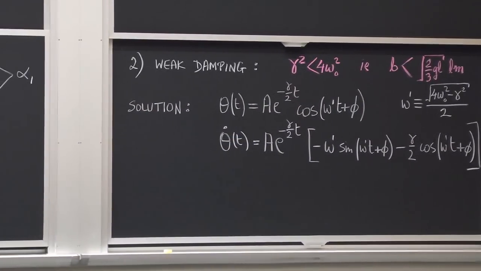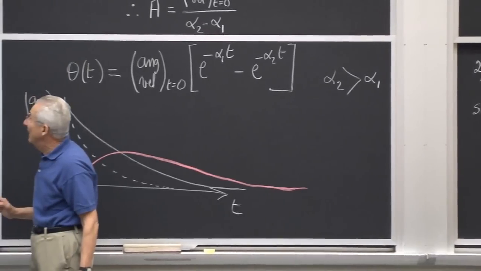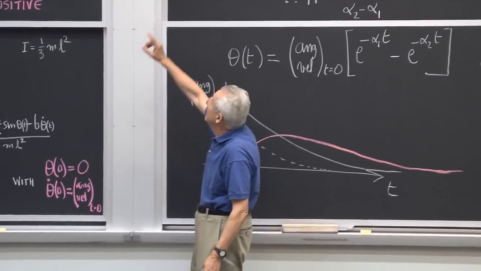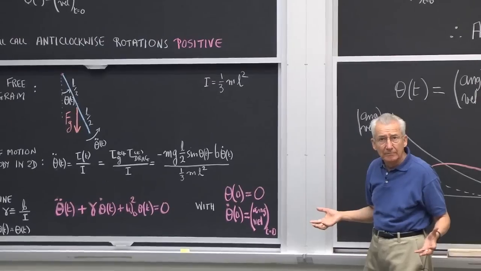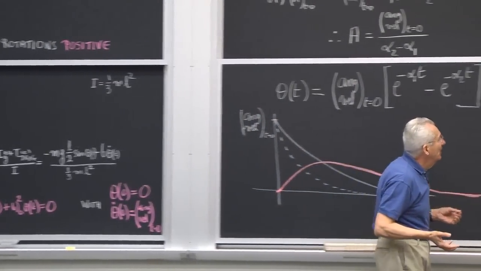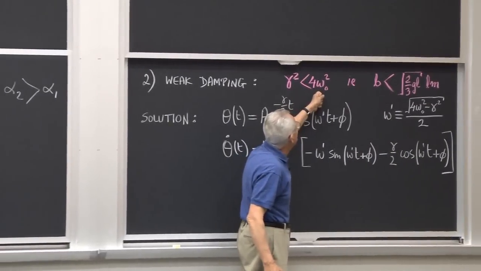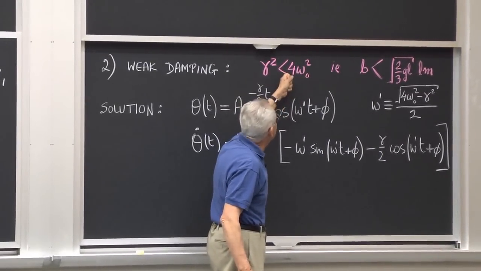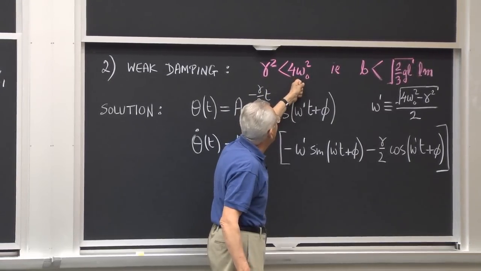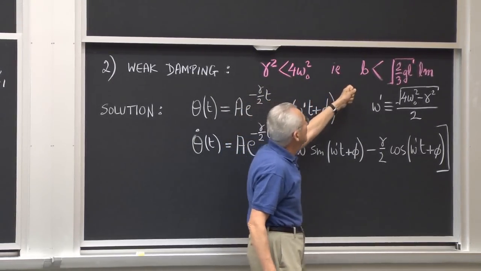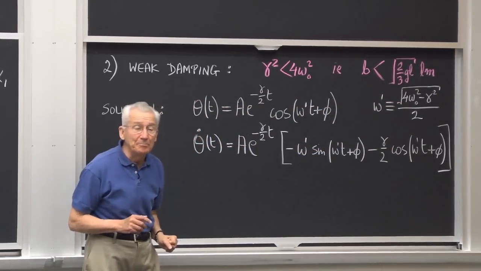Everything up to here will be exactly the same. The only thing we've now changed, we've said that this little b is big, such that gamma squared is much smaller than 4, it doesn't have to be much smaller, so that gamma squared is less than 4 omega squared, and in other words, b is less than this. So it's the weak damping case.